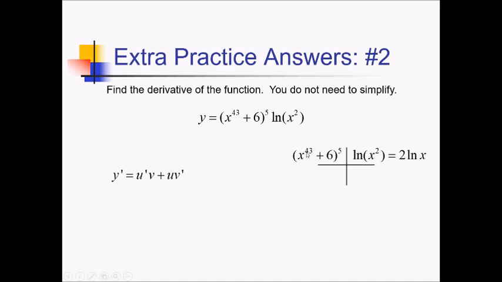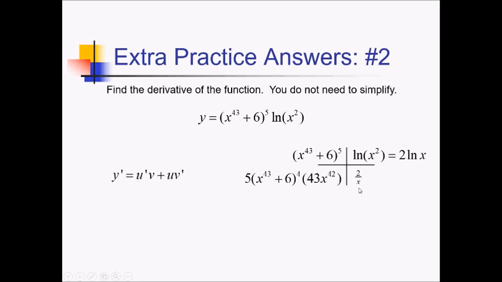All right, so for this first one, I can't avoid the chain rule. I've got something to the 5th power. The derivative of that is going to be 5 times the something, x to the 43rd plus 6, to the 4th power. Now we multiply by the derivative of this inner function, which is going to be 43x to the 42nd, and that 6 is a constant, so 6 is going away. Over here we have the derivative of 2 ln of x. That's just going to be 2 over x.